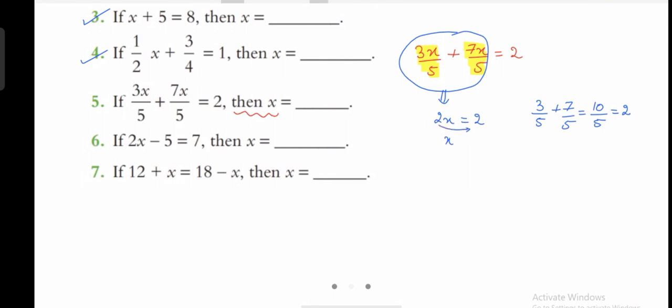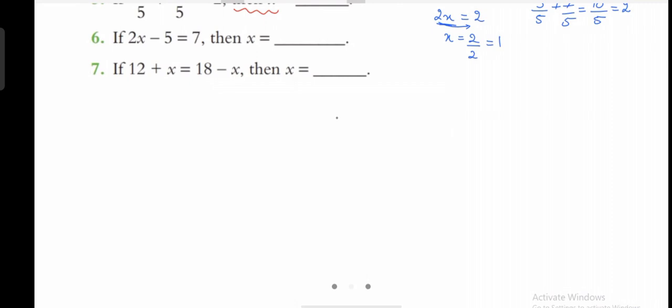The reason we are going to take this 2 on the other side is because we need to find the value for x. Also, this 2 is in multiplication on this side. When it goes to the other side, it will be converted into division. That will be 2 by 2, or we could say the value for x should be equal to 1. This is how we solve the fifth one.